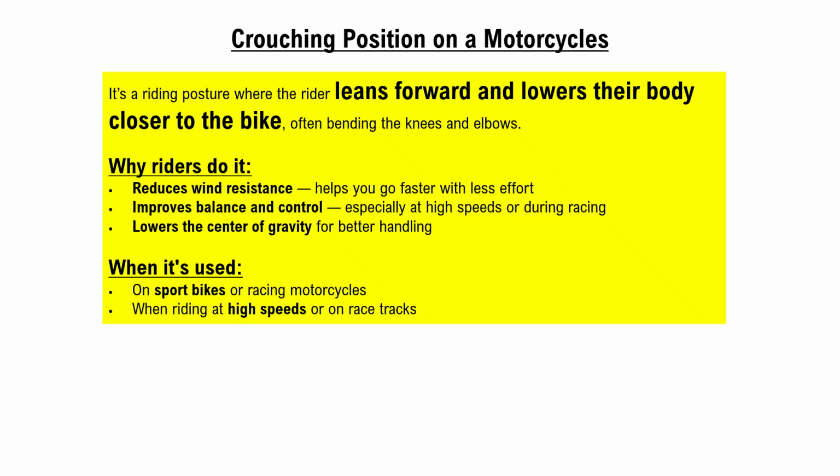Crouching position on a motorcycle means a riding posture where the rider leans forward and lowers their body closer to the bike. Why do riders do it? It reduces wind resistance, helps to go faster with less effort, improves balance and control, and lowers the center of gravity. It is used on sport bikes or when riding at higher speeds on race tracks.